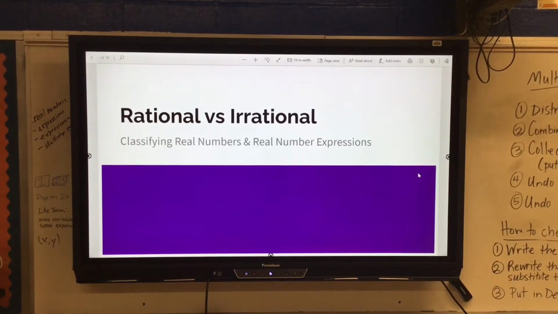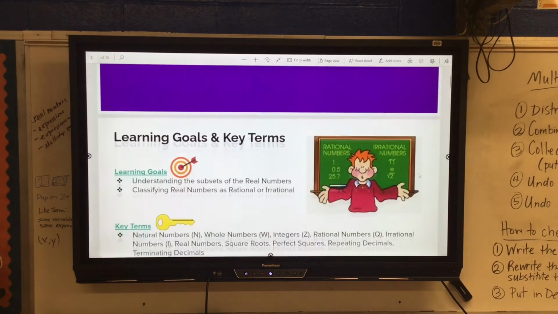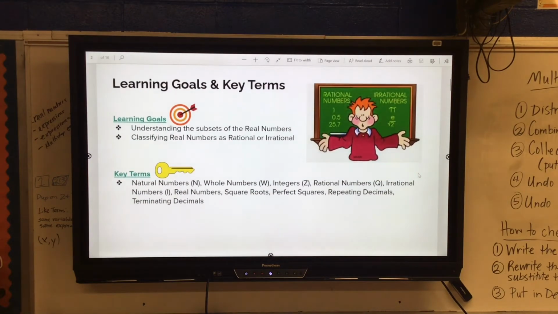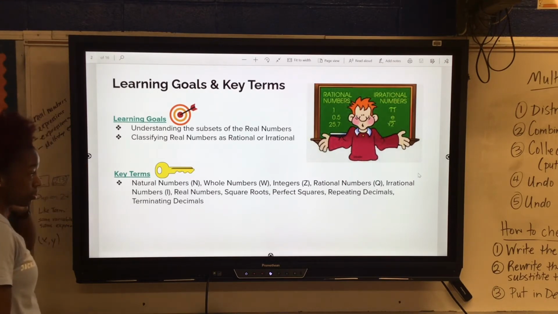All right, today we're gonna look at rational versus irrational numbers. So that's classifying real numbers and real number expressions. Learning goals and key terms. Learning goals: understanding the subsets of the real numbers, classifying real numbers as rational or irrational.